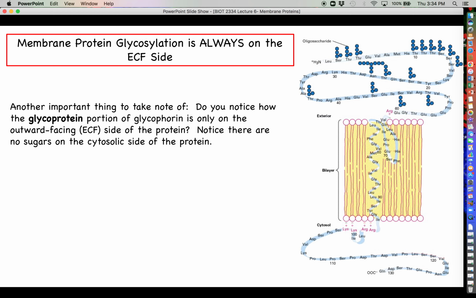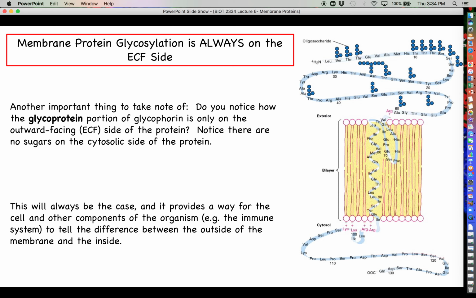It just doesn't happen. This is what we were trying to emphasize in the previous video. Sugars are only attached to membrane proteins on the extracellular side. It gives the membrane some polarity, and it allows the cell, the body, or whatever organism you're talking about, to tell the difference between the outside part of the membrane and the inside part of the membrane. Very important.